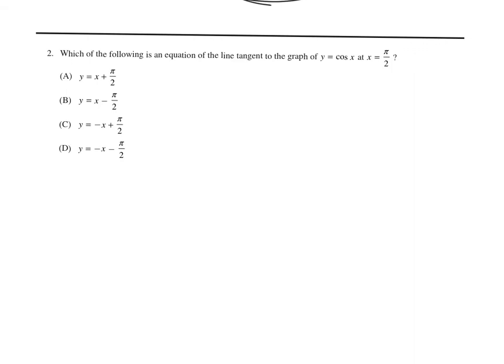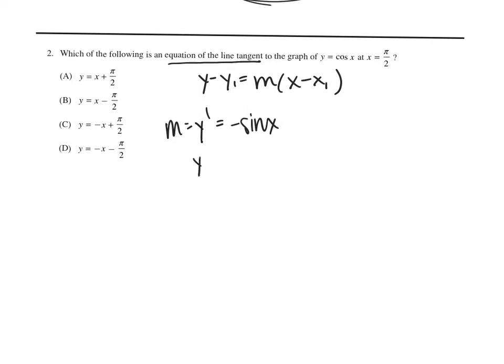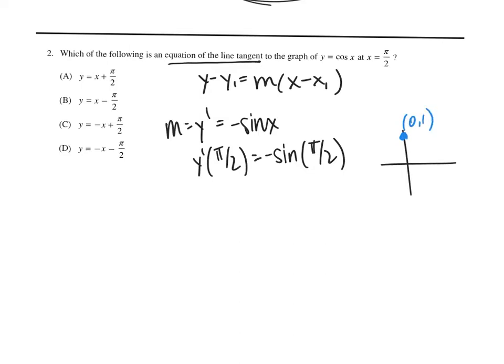On number 2, if it says write the equation of a tangent line, I personally would start with point slope form. y minus y1 equals m times x minus x1. And so let's go ahead and find my m. My slope would be the first derivative. So the derivative of cosine is negative sine of x. They want the derivative at pi over 2, which is negative sine at pi over 2. If you think about the unit circle, pi over 2 is up here, and that is the point (0, 1). So the sine there is 1, and they said negative sine, so we got a slope of negative 1.